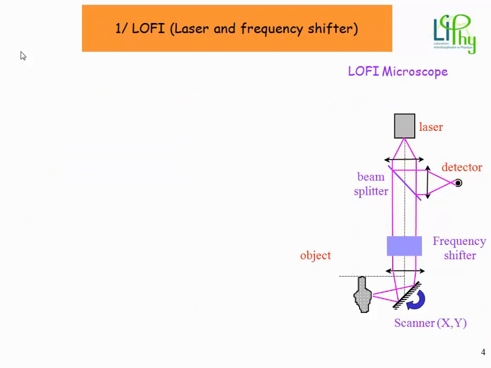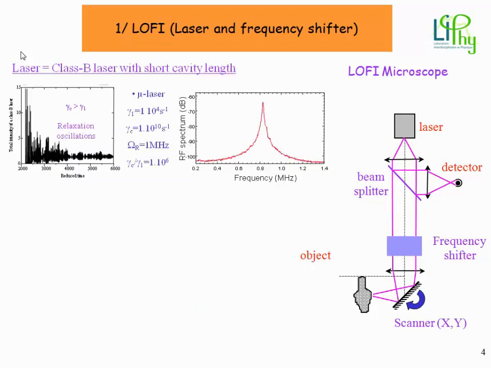So for a LOFI experiment, principally we need a special laser, a class B laser, and we also need a frequency shifter. To obtain a good LOFI signal, we need to use a class B laser, that is to say, a laser which exhibits relaxation oscillation, as we can see on this graph showing the time evolution of our microchip laser during its starting up. As we can see on the radio frequency power spectrum shown here, the relaxation frequency of our microchip laser is in the megahertz range.